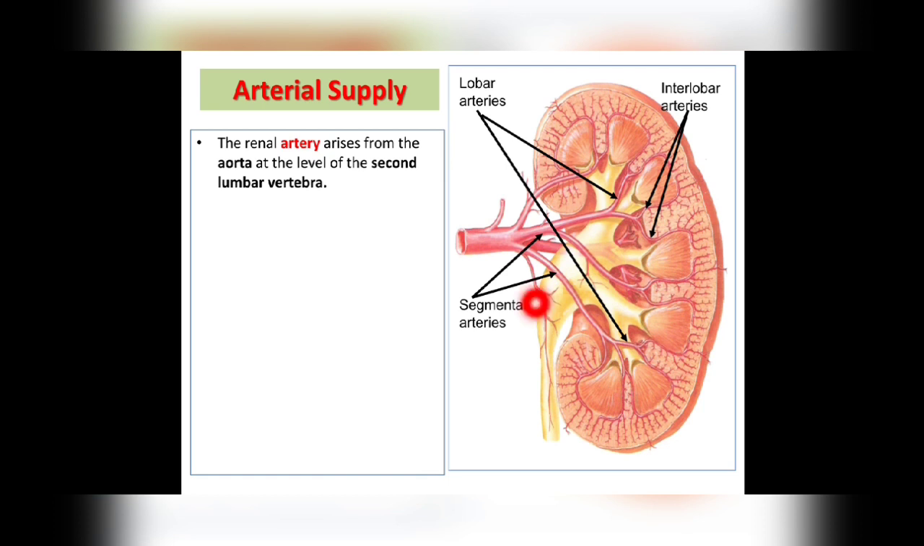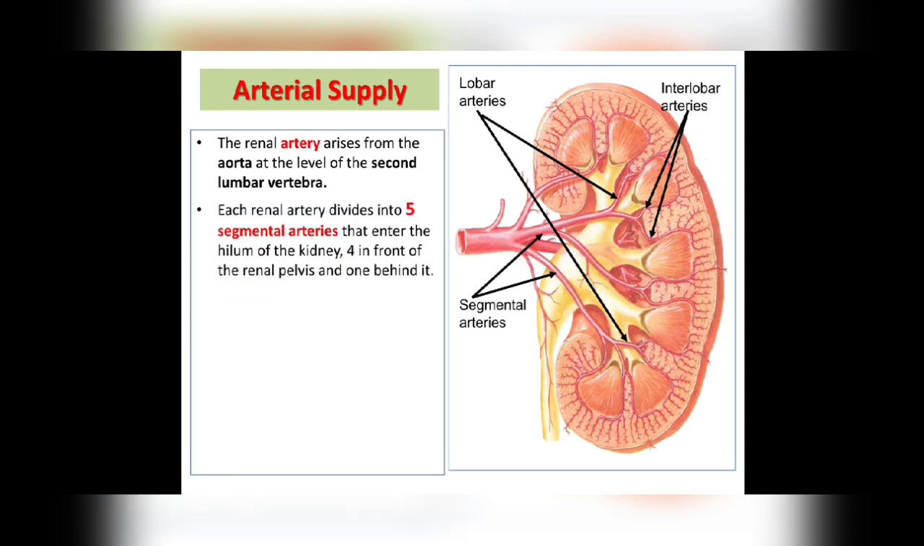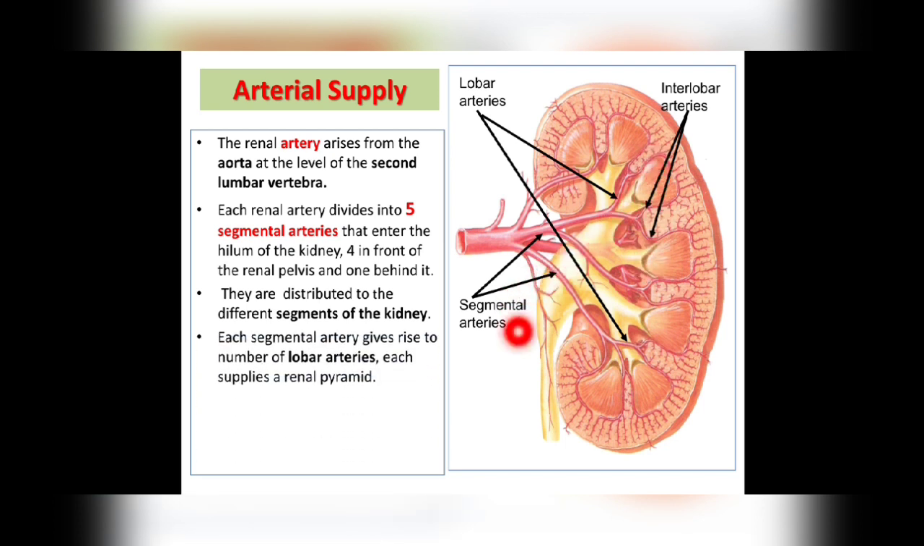Arterial supply. The renal artery arises from the aorta at the level of the second lumbar vertebra. Each renal artery divides into 5 segmental arteries. These segmental arteries enter the hilum of the kidney, 4 in front of the renal pelvis and 1 behind it. They are distributed to the different segments of the kidney.